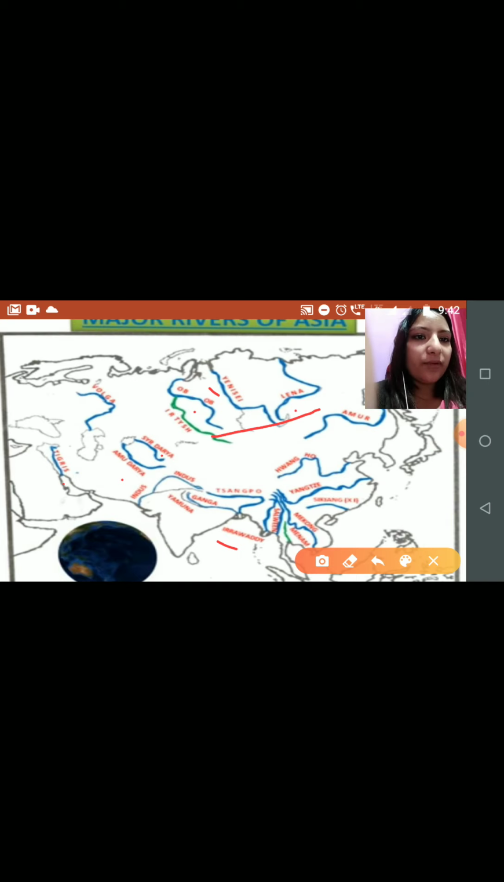Okay, in India we have the Ganga. Then in this, the Yarlung Tsangpo is actually the Brahmaputra in China, but once it enters India we call it Brahmaputra. Okay, so these all are the important drainage systems of Asia.